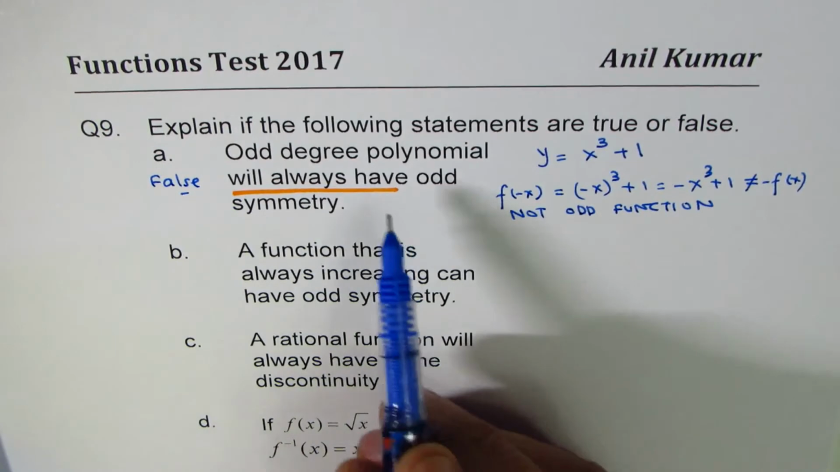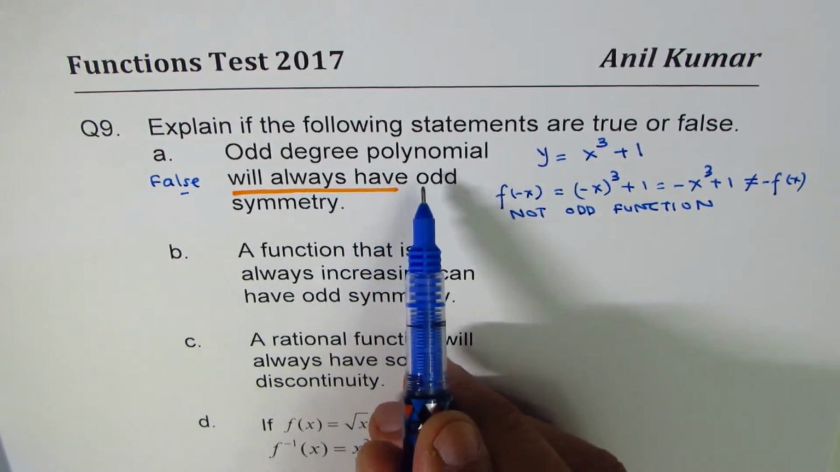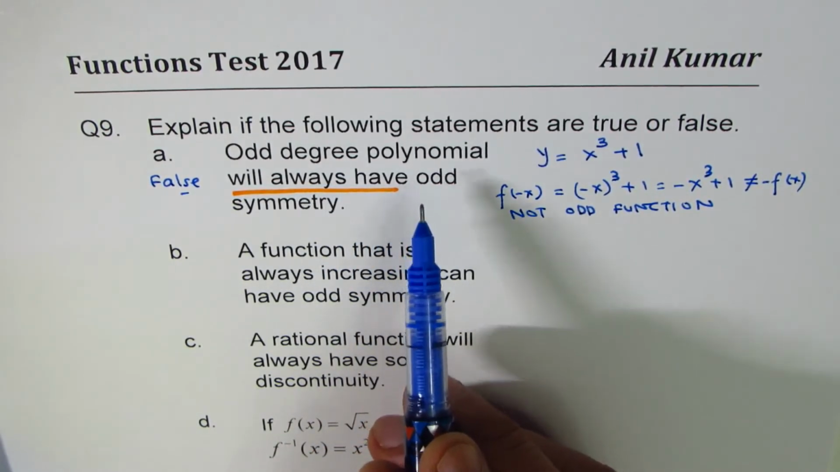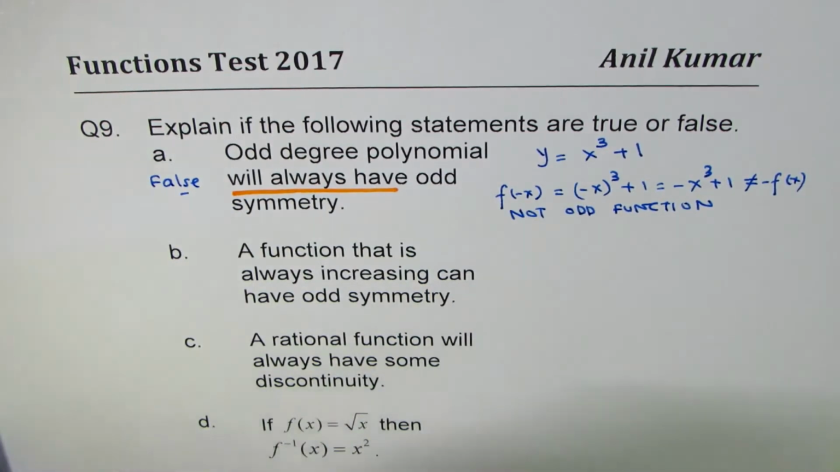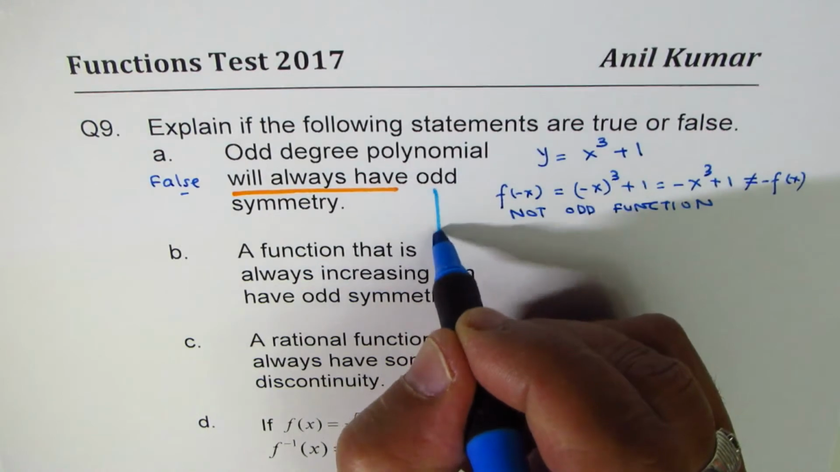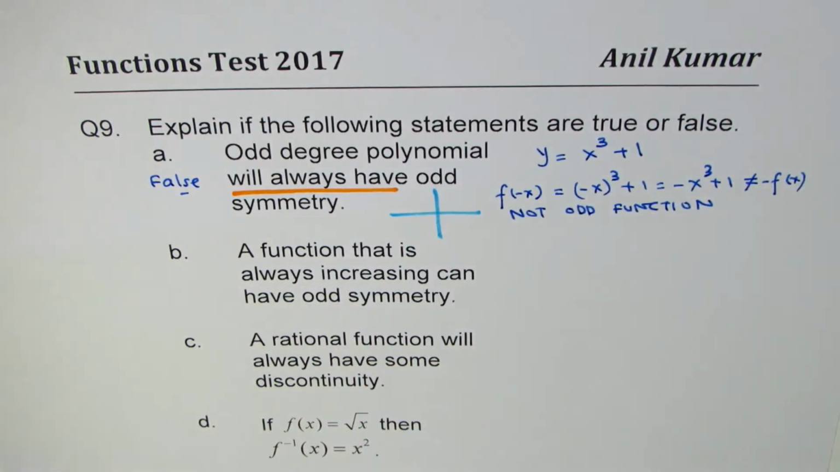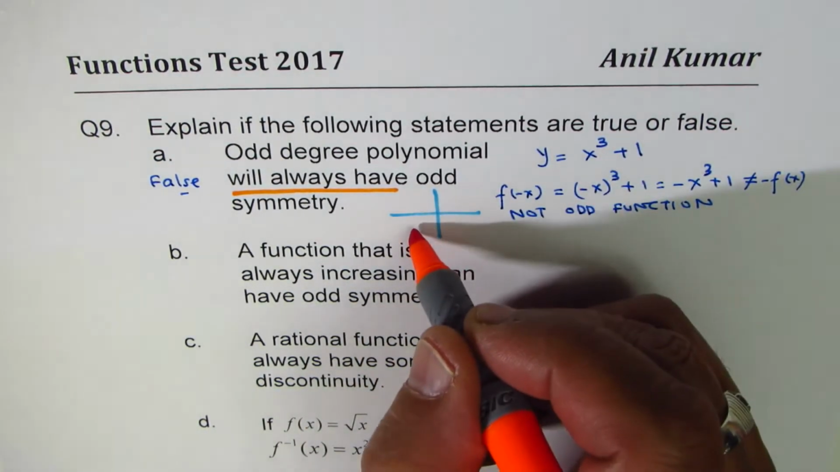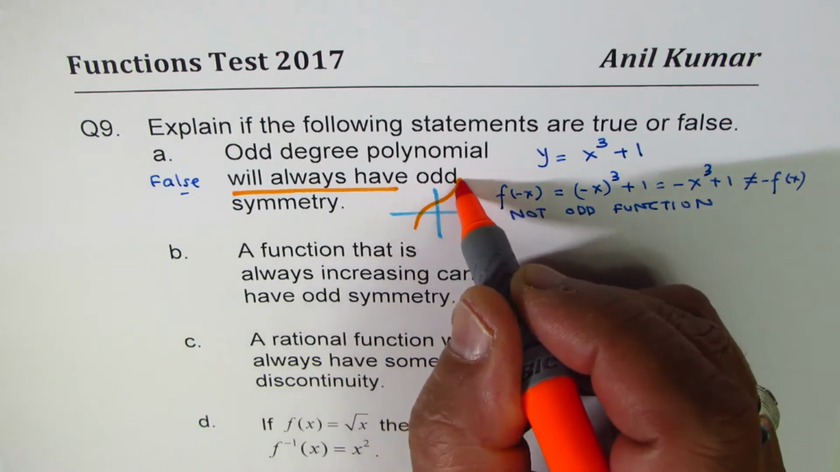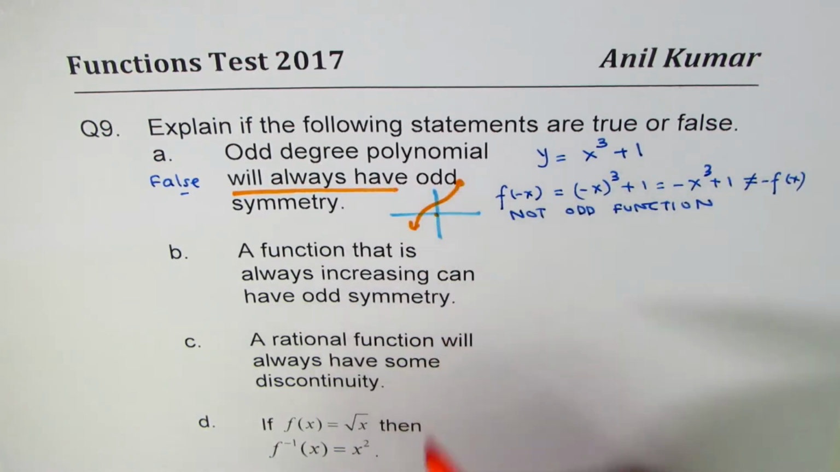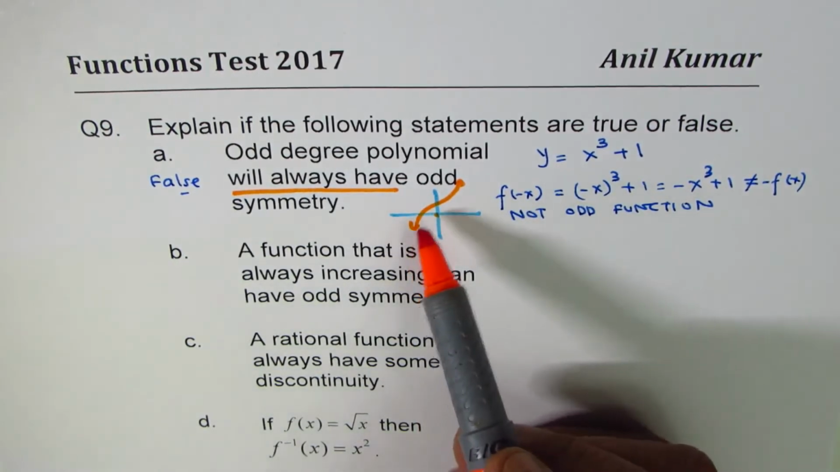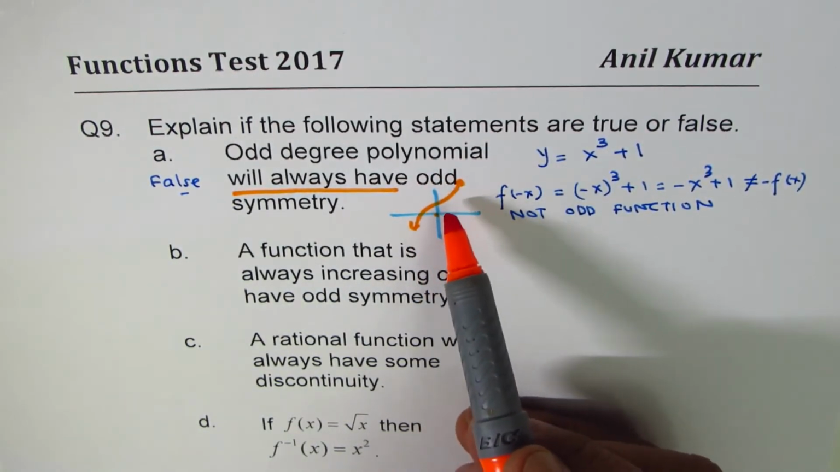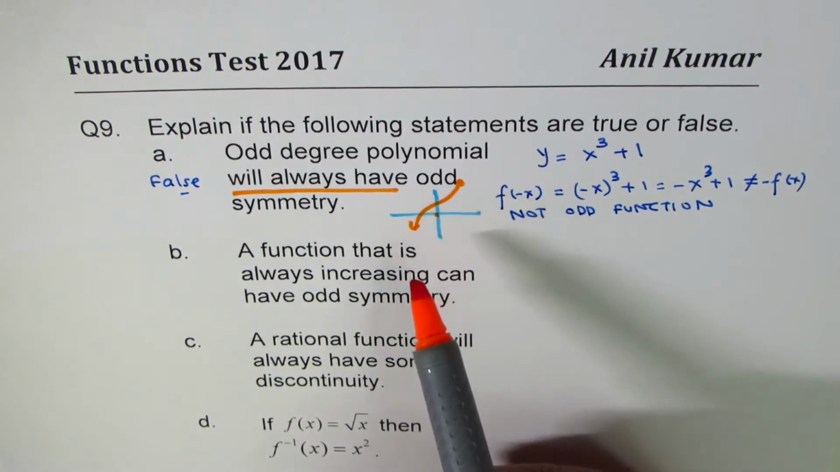Now remember, odd symmetry means that the function should be symmetric about origin, correct? So let me sketch this function. I'll make a small sketch here. If I say x cubed plus 1, then the function is kind of like this. Do you see that? It is not symmetric about origin. And therefore, it is still an odd degree polynomial, but does not have odd symmetry.